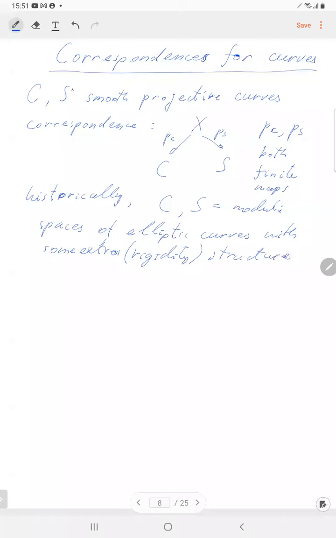So an elliptic curve is a group, as we just saw. You may consider torsion points of this group, like 3-torsion. There's some group of order 9, and rigidity is a fixed identification of this torsion group with Z mod 3 times Z mod 3, for example, or something of the sort. Then X is the so-called Hecke correspondence.